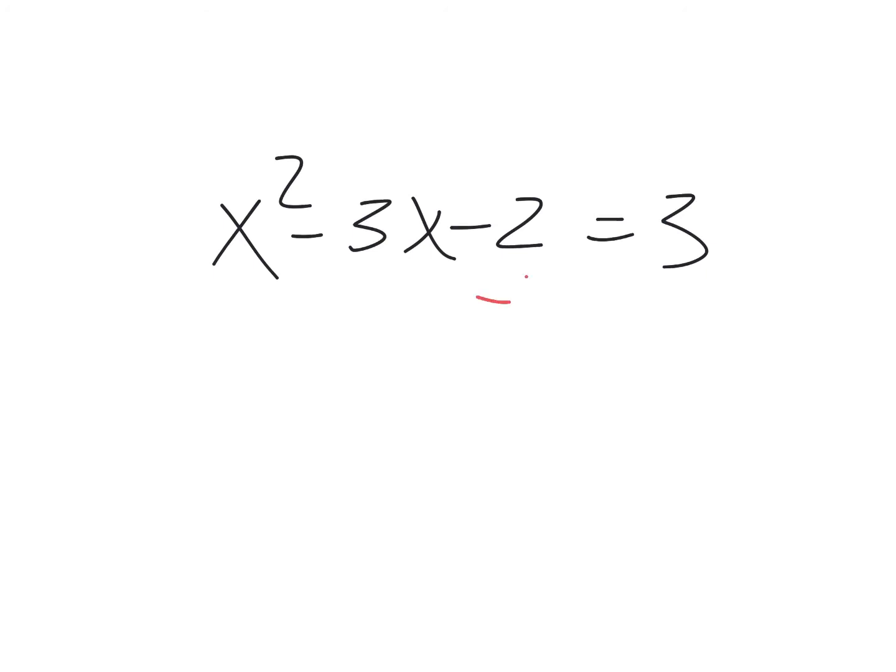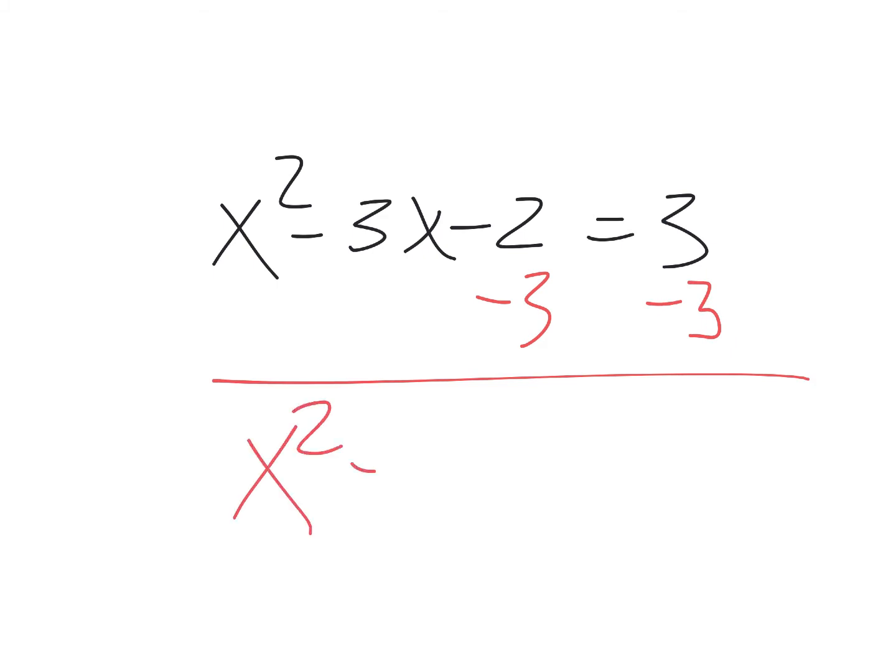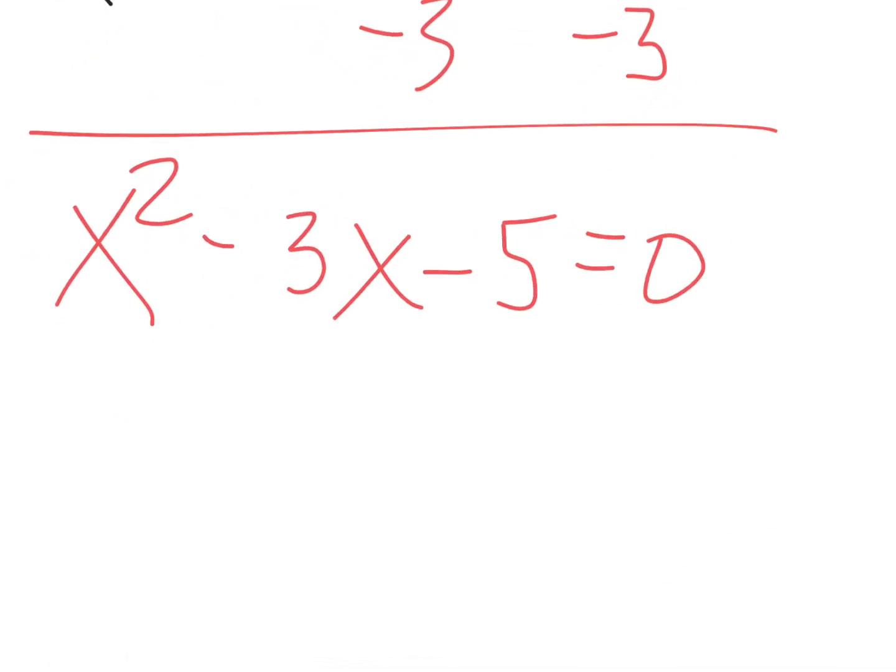So I'm going to subtract 3 from both sides. And then I get x squared minus 3x minus 5 equals 0. What did I just do? I just set it equal to 0. Because why? Because then if I can factor it, I should. But, spoiler alert, all the ones on the first 20 don't factor.